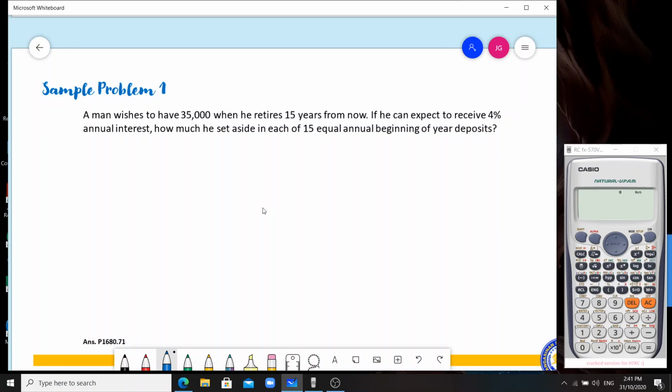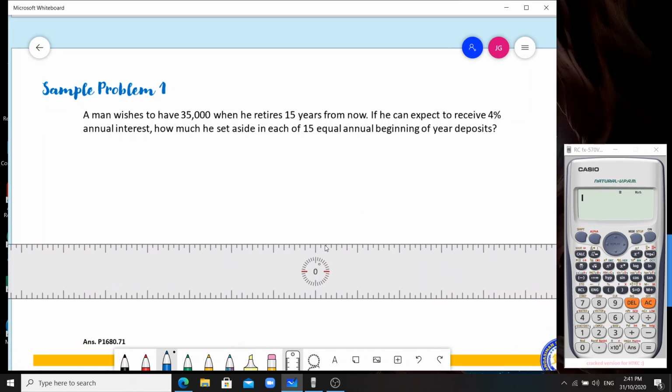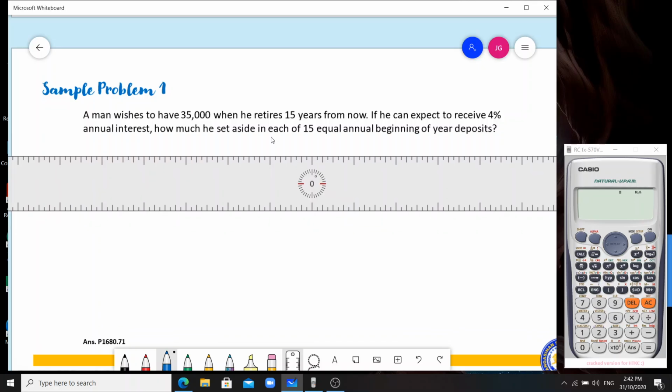A man wishes to have 35,000 when he retires 15 years from now. If he can expect to receive 4% annual interest, how much will he set aside in each of 15 equal annual beginning of year deposits. Okay, magkano daw yung isi-set aside niya para magkaroon siya ng 35,000 15 years from now.